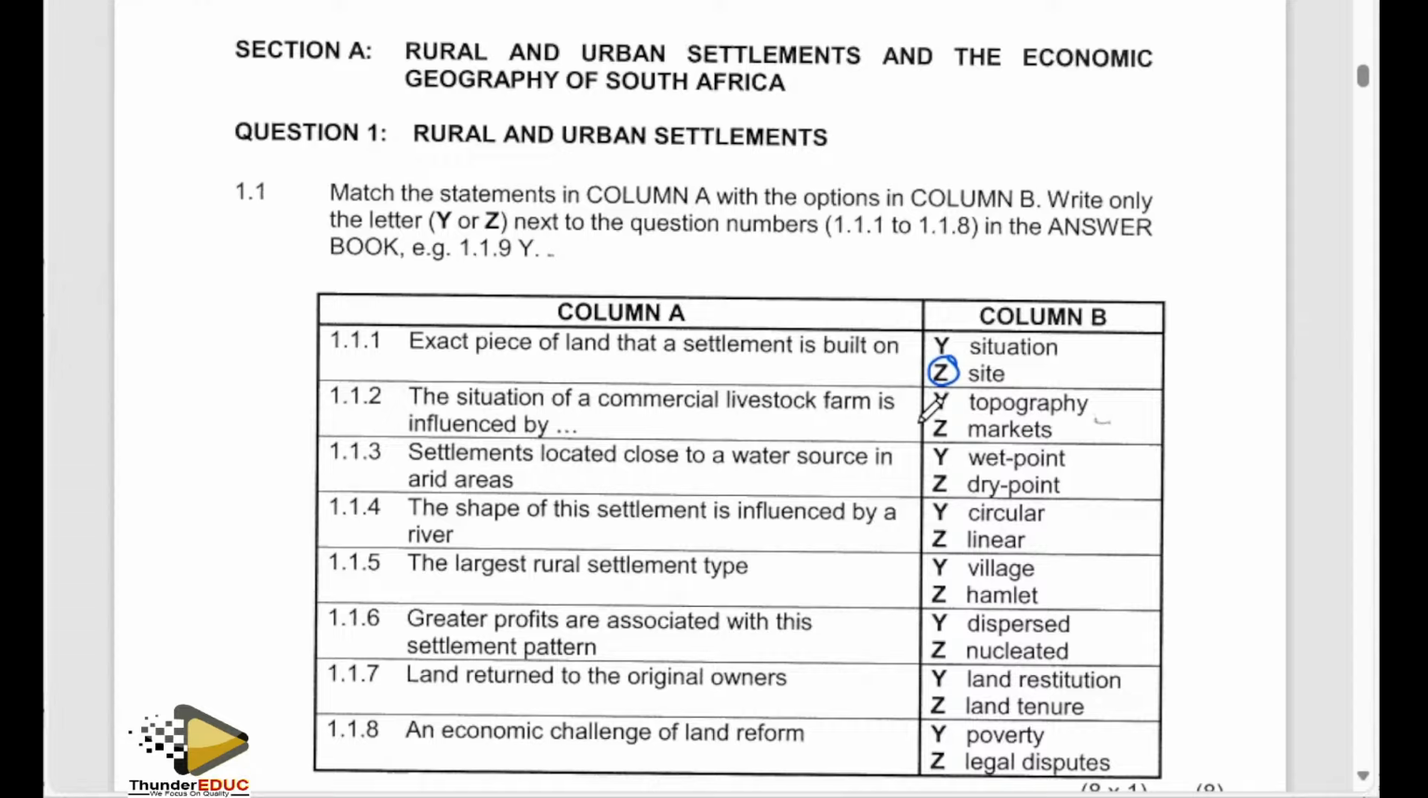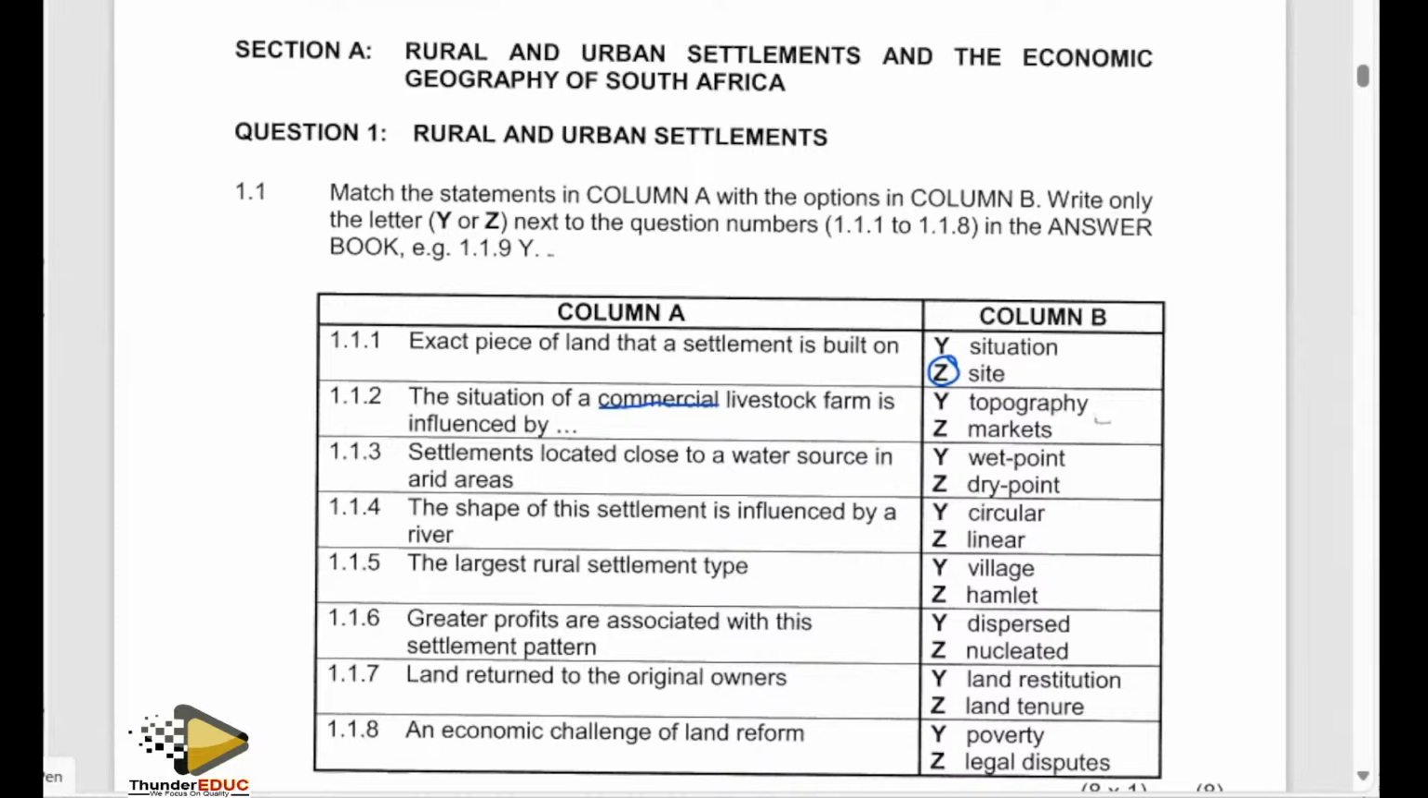The situation, we are now relating the settlement to the surrounding environment. So the correct response for number 111 is it. Then we go to the next question. A situation of commercial livestock farm is influenced by. Our question here is based on a commercial livestock farm. What influences the establishment of a commercial livestock farm regarding its surroundings?